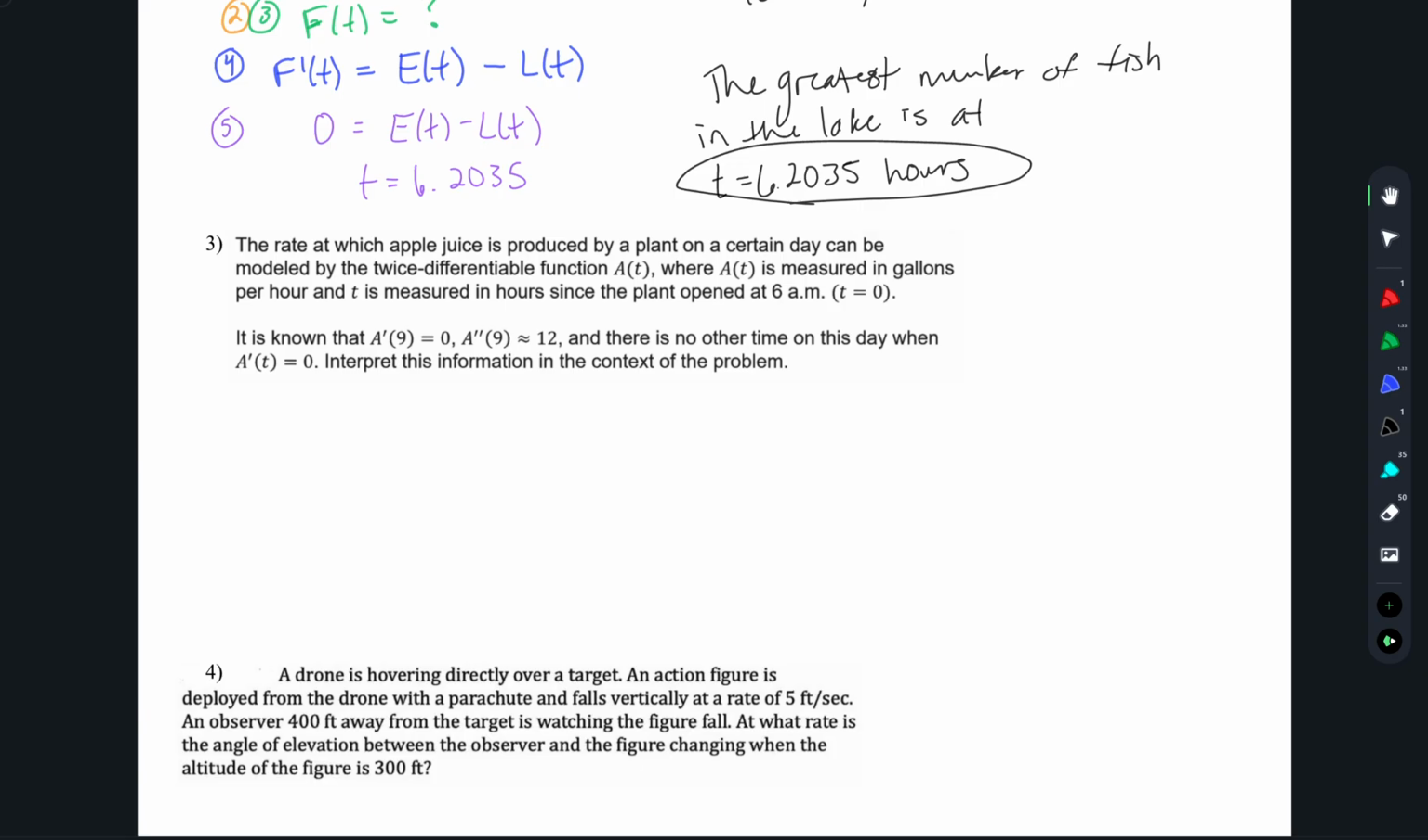Apple juice. This is cute. Okay. It is known that a prime of 9 equals 0, a double prime of 9 is about 12, and there's no other time on this day when a prime of t equals 0. Interpret this information in the context of the problem. Ready, go. You don't have to do much work. You should be able to say something.